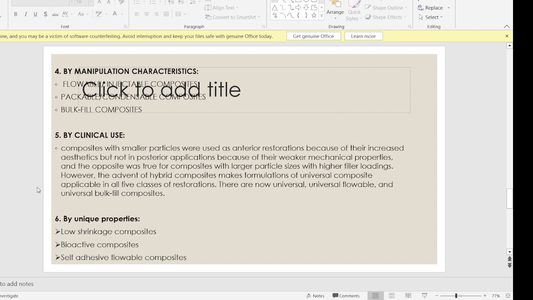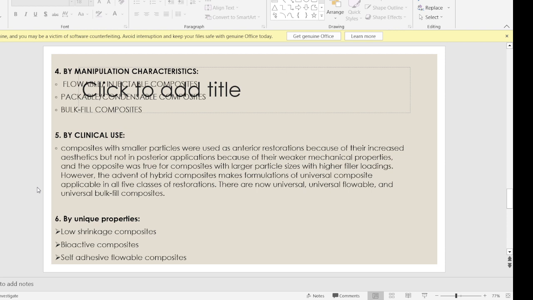The flowable composite resin and the universal bulk fill composite are recent advancements. The flowables are basically used to act as a base or liner. In bulk fill, we should not apply the composite layer-wise. In bulk fill, you place one set of the composite, then cure it all, and your restoration is all set.